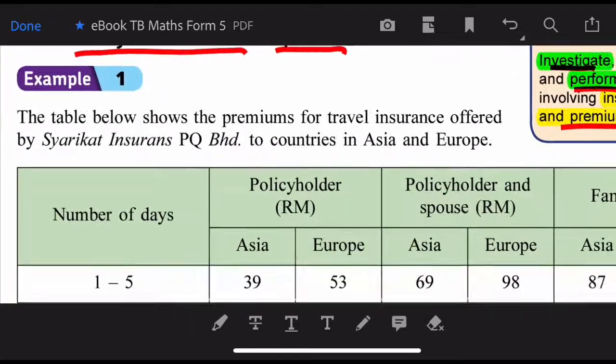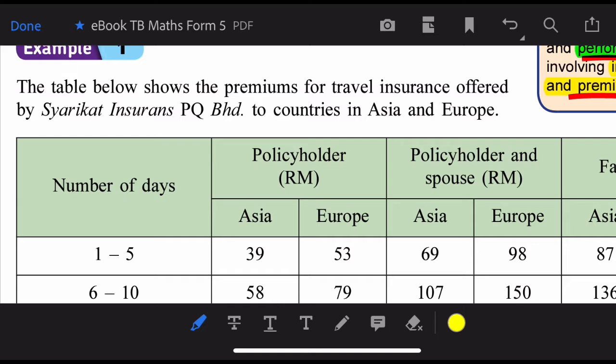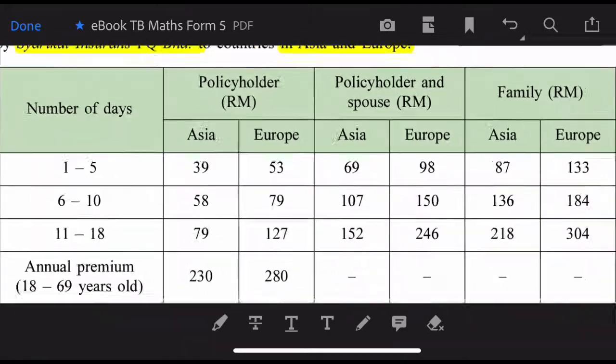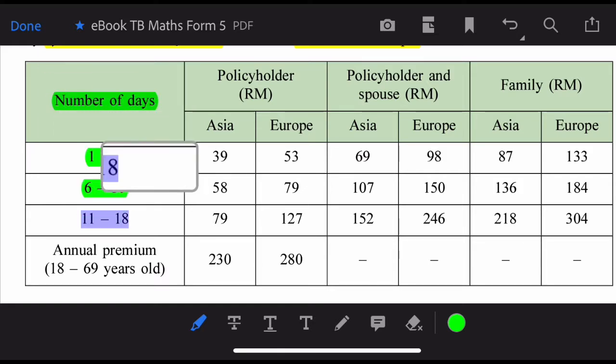Let's see this example. Example 1. We are given a table that shows the premiums for travel insurance offered by Sharikat Insurance PQ Berhad to countries in Asia and Europe. So let's go through the table carefully. The most important part is the number of days. You have 1 to 5 days, 6 to 10 days, and 11 to 18 days. And annual premium means from 18 to 69 years old.